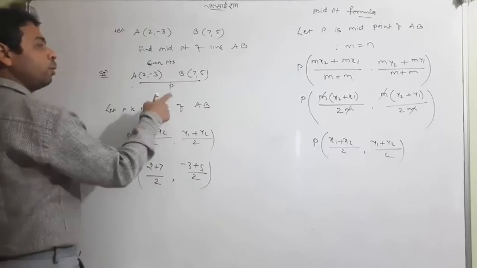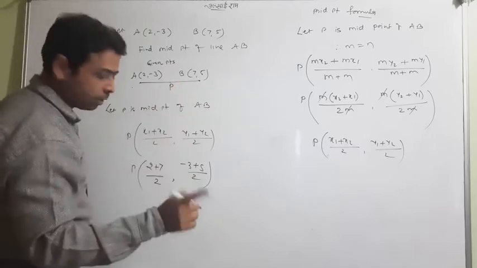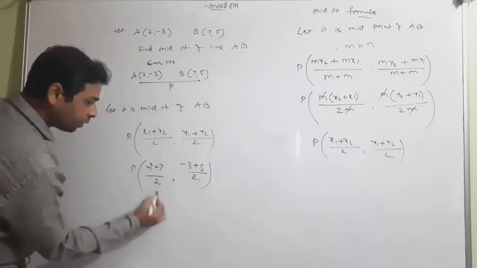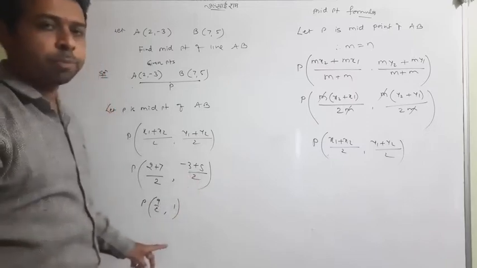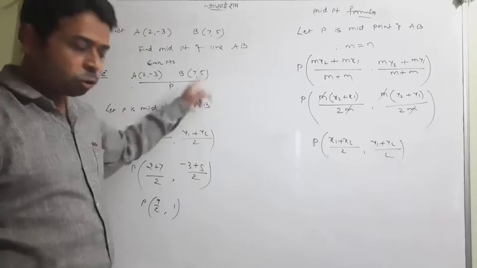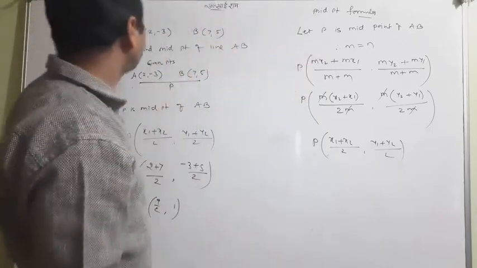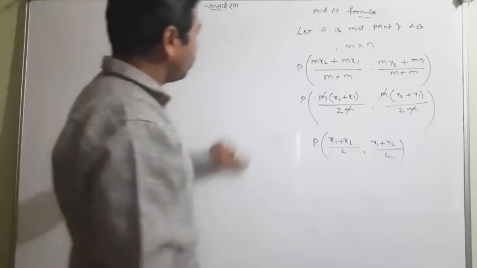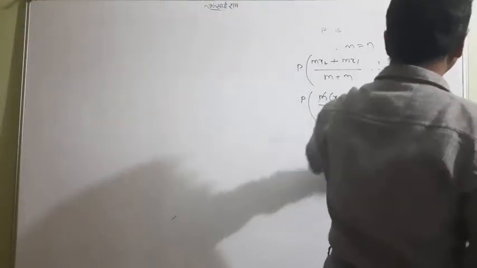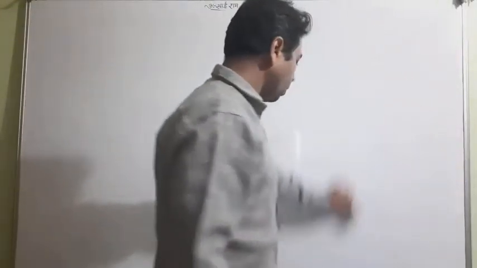You want to find the value of P where M and N will not be given. So your answer is 9 by 2, comma, 2 by 2, meaning 1. So this is the point which is the midpoint of AB. So keep remembering this method also. Okay. Now finally I am going to tell you one more formula, for external division. Look at what external division is.